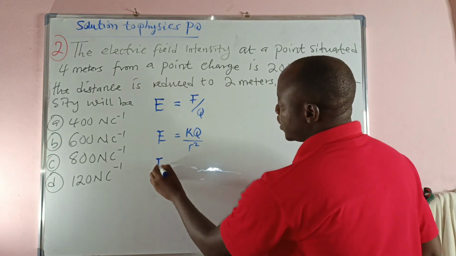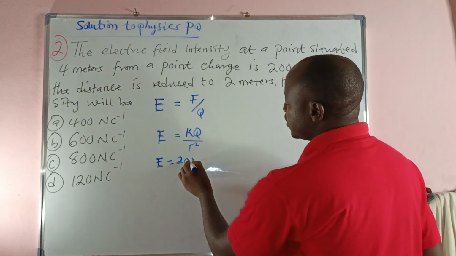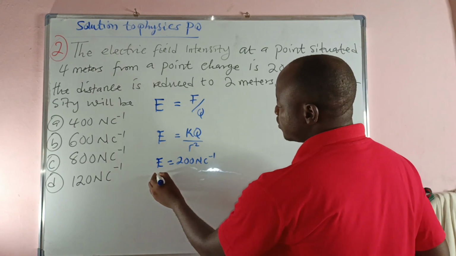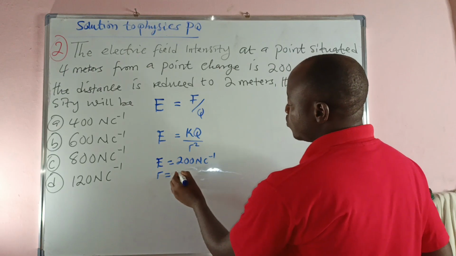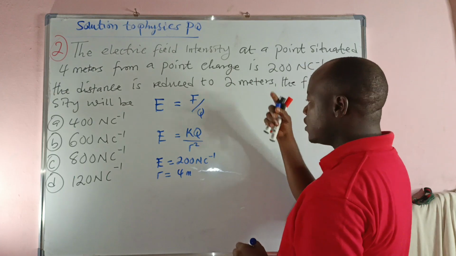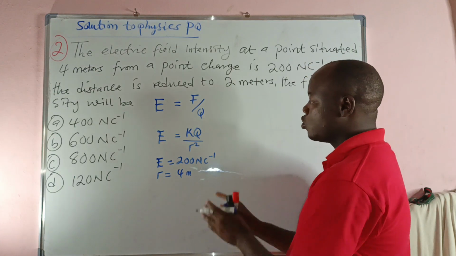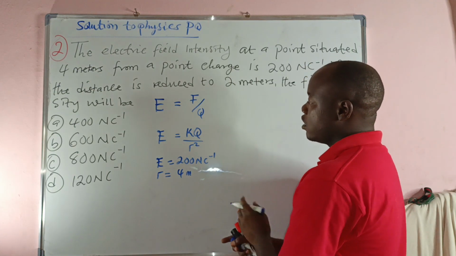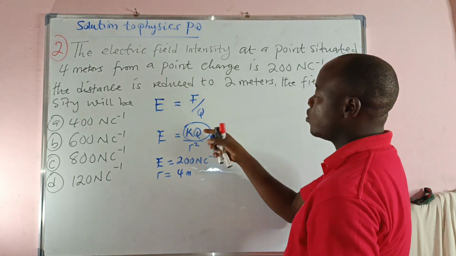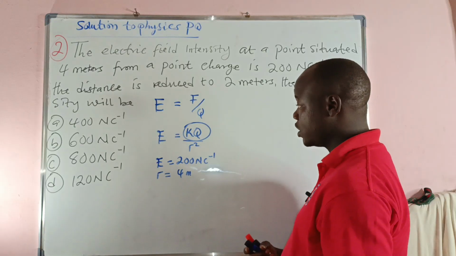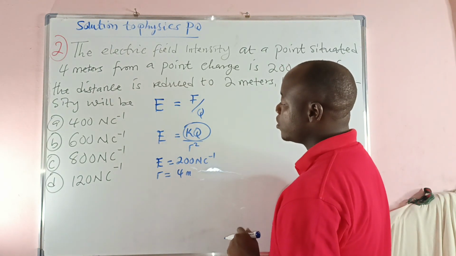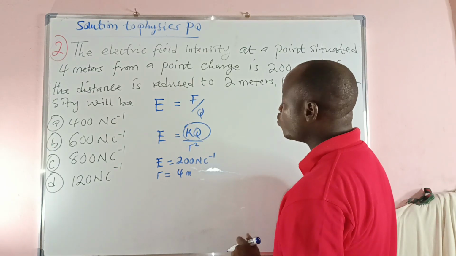So by looking at this question, at the first stage we are given E is equal to 200 Newton per coulomb. Then we have the distance R equal to 4 meters. And then the distance is reduced to 2 meters. So let's now calculate KQ, because we don't have K here, we don't have Q, although K is a constant. So let's calculate KQ.